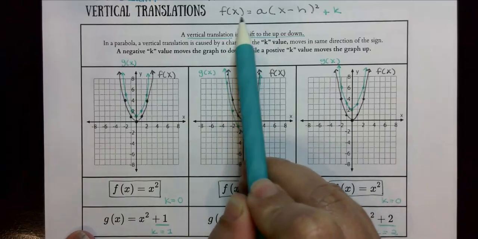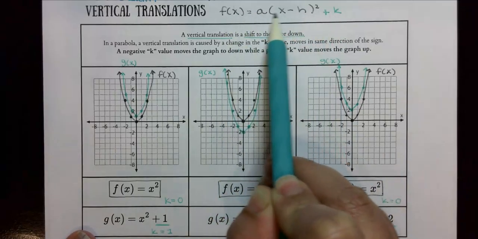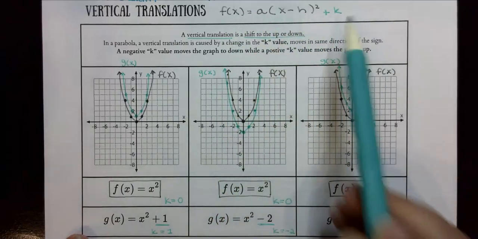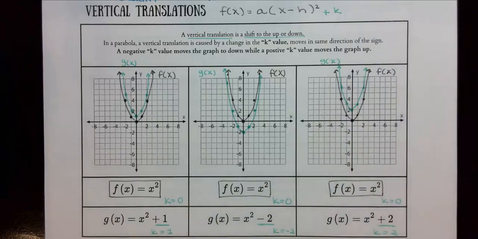So notice at the top I have written our vertex form. And the one number that is solely responsible for moving our graph up and down is going to be the k. Notice that the k is not inside the parentheses, it's on the outside. And it's also being added, or it could also be subtracted. That number right there is going to move our graph. It's going to move our vertex. So let's read what we have here.